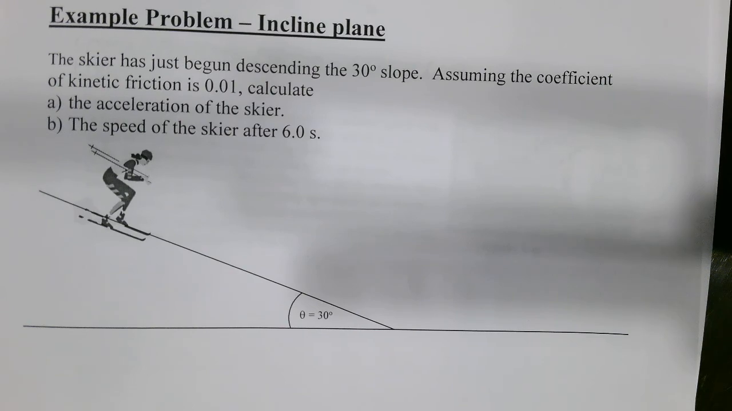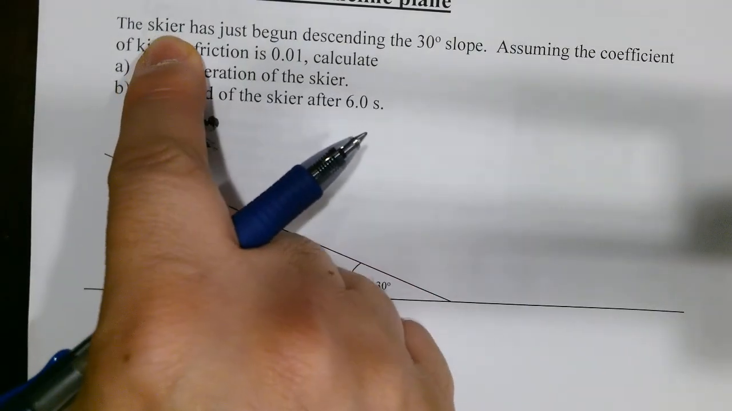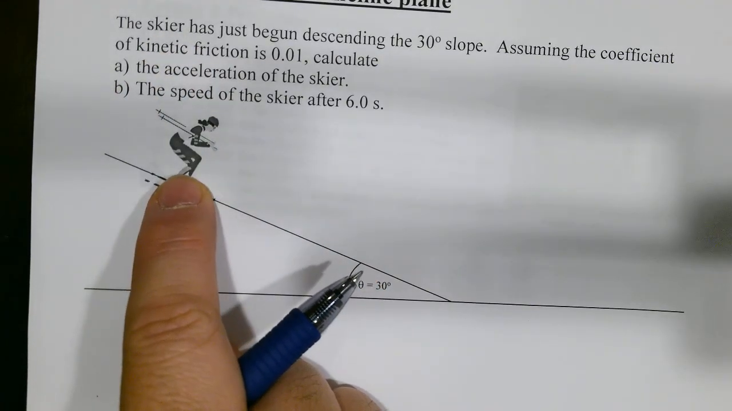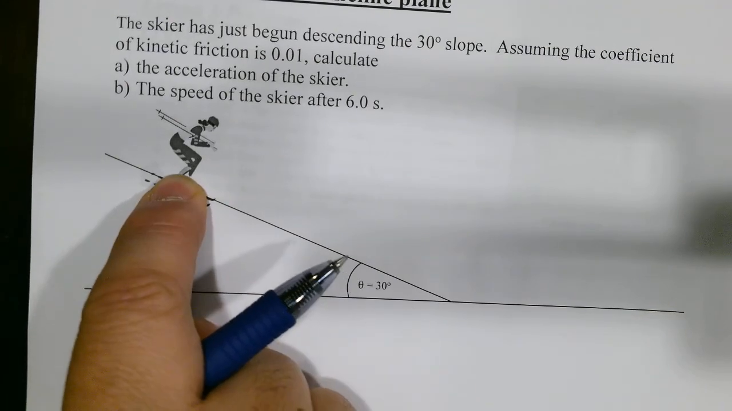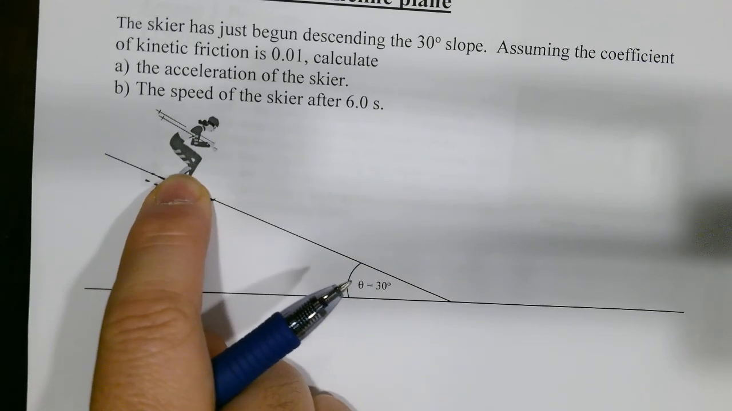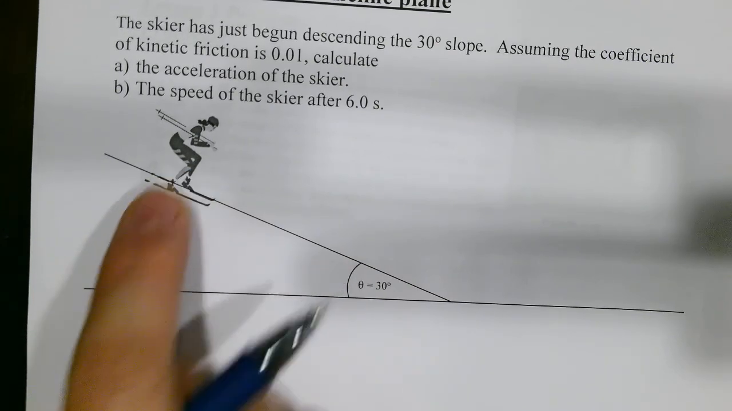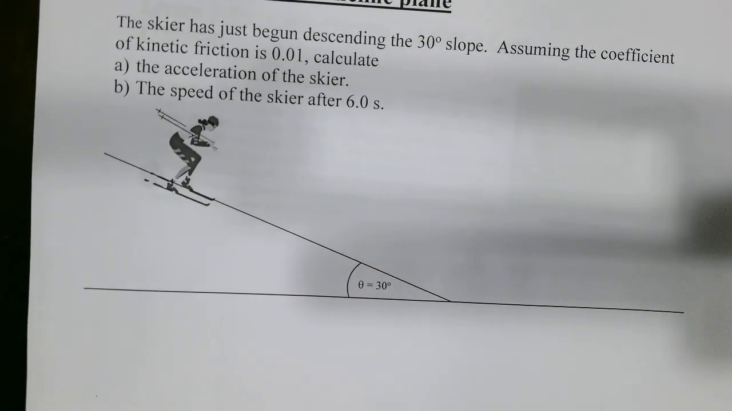First, let's calculate the acceleration of the skier. B, the speed of the skier after 6 seconds. Well, first of all, they don't even give us the mass of the skier. So we don't know if the skier has a mass of 25 kilograms like a little kid, or 50 kilograms like an average adult, or maybe 95 kilograms, like a huge athlete. We don't know, so we're just going to keep the mass as M.